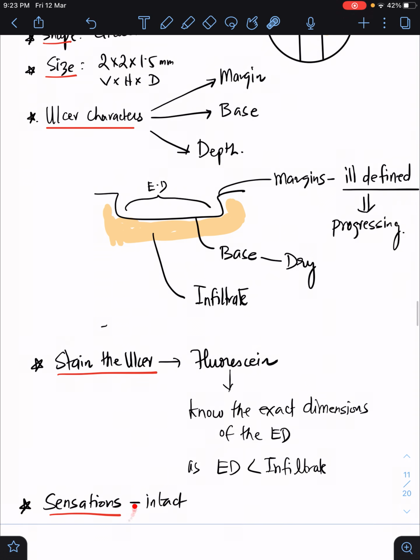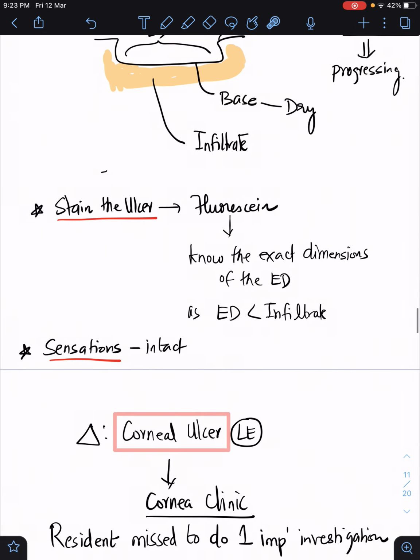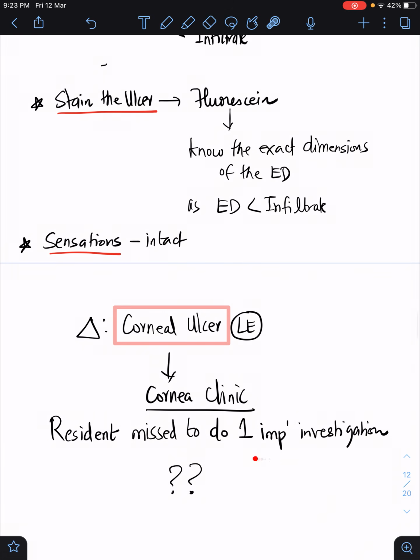He also checked for corneal sensations. Very good. You have to check for sensations, and it was intact. Now all was well. He diagnosed the patient's left eye corneal ulcer. So far so good. He referred to the cornea clinic. Perfect. But the resident missed doing one important investigation.